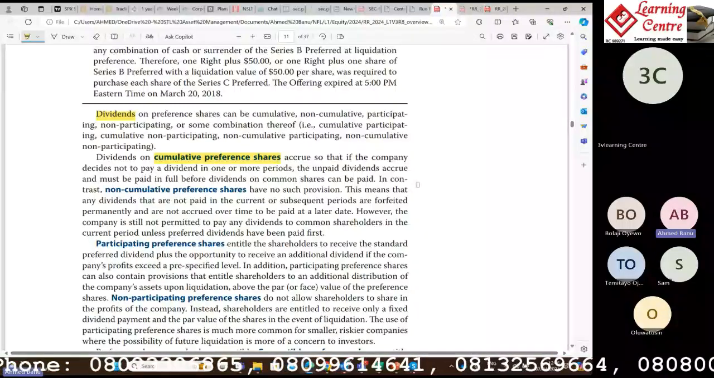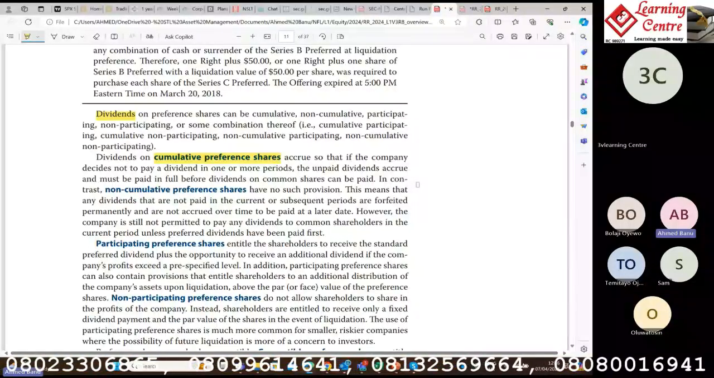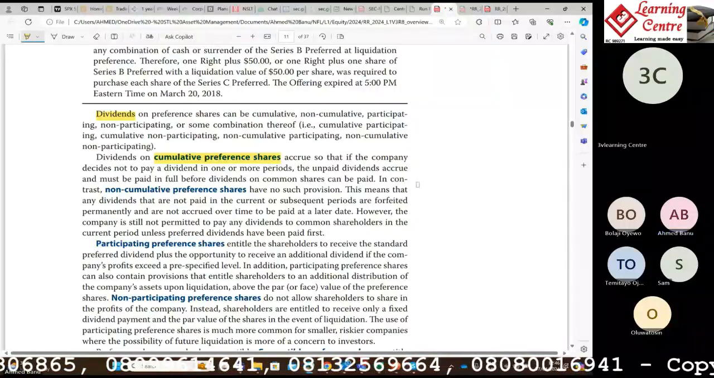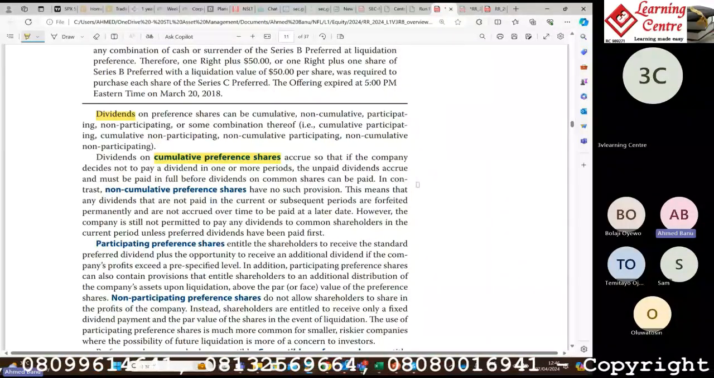Let me say that again. Let's just say, imagine that a company has preference shareholders, and in the last 3 years it has not declared dividends.